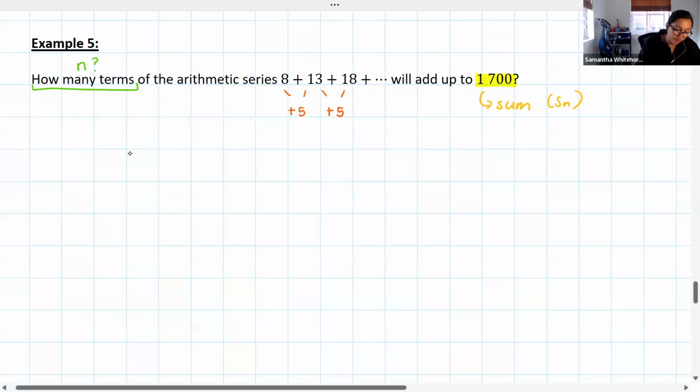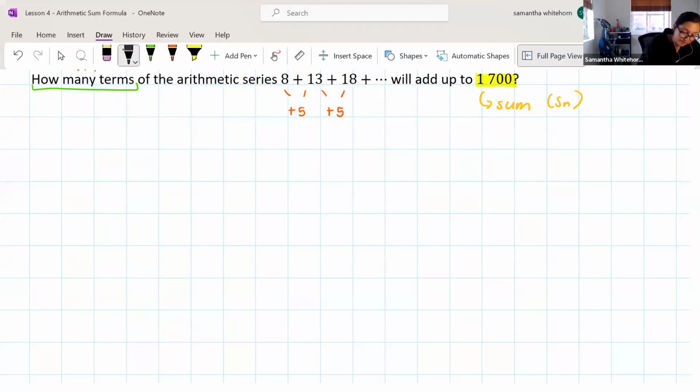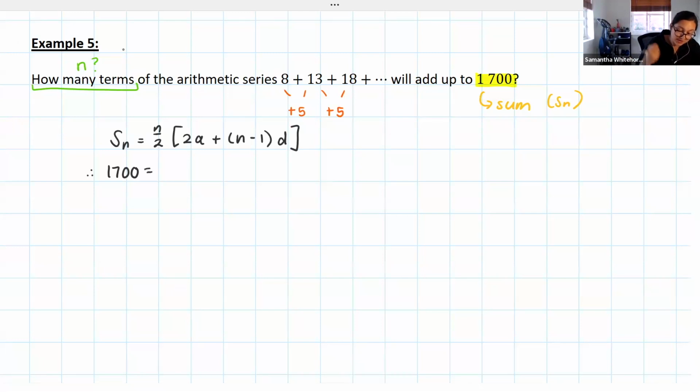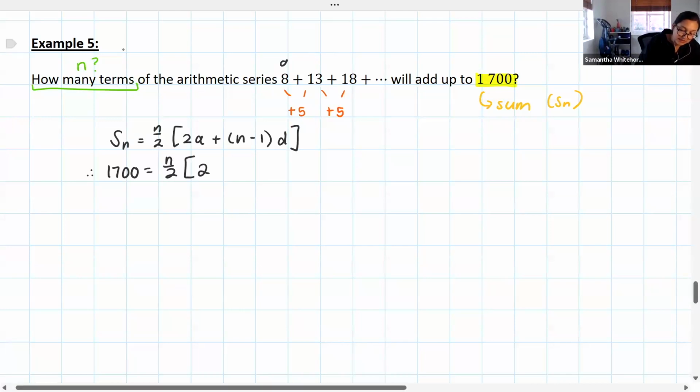So if I go to my sum formula, I'm going to substitute in everything that I do know, and we will then decide from there what it is we should be solving for. Although we have already said we are solving for n, but you'll see that now clearly when we sub in. So S of n is 1,700. We don't know n because I don't know how many terms I'm adding together. That was the question. How many terms? We do know what A is because A is our first term. So A is 8 plus n minus 1 times that difference, which we worked out to be 5.